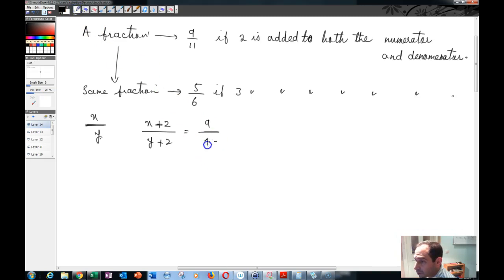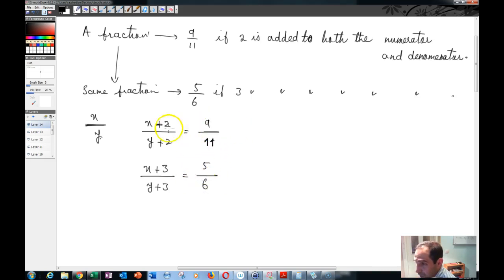And it's a good idea to write your ones like this, because sometimes you can mix them up with other letters or things like that. Sometimes I don't do it, but most of the time I try to. And then the same fraction becomes 5 to 6 if 3 is added to both the numerator and the denominator. So x plus 3 over y plus 3 is equal to 5 to 6.